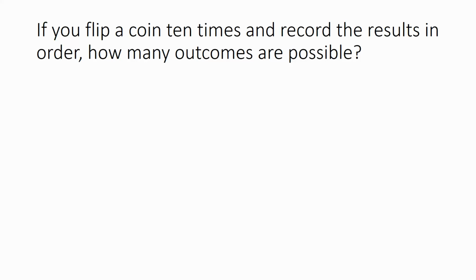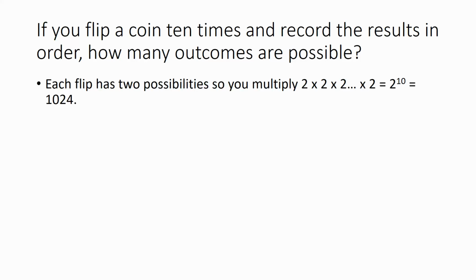If you flip a coin 10 times and record the results in order, how many outcomes are possible? Each flip has 2 possibilities, so you just multiply again. 2 times 2 times 2 up to 10 times, so that's 2 to the 10th, which is 1,024. 2 ways it can come up the first time, 2 ways the second time, 2 ways the third time. It's just the same principle.